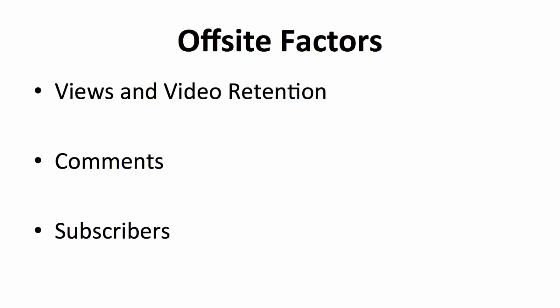Other than the on-site factors that will affect your rank, some off-site factors affect your ad rank. First of all, the views and video retention. The more views you have, the more exposure your video has. This way, it improves the video's YouTube SEO.